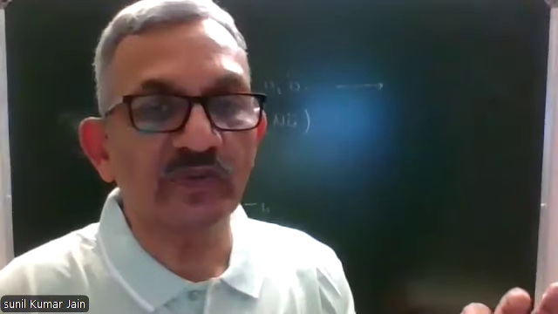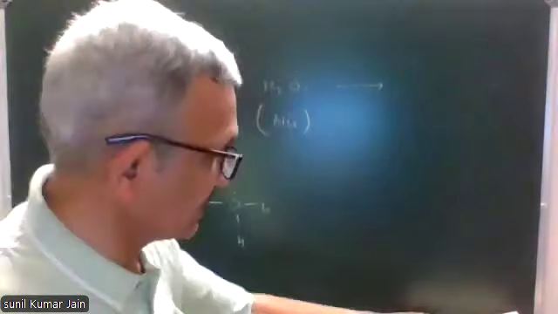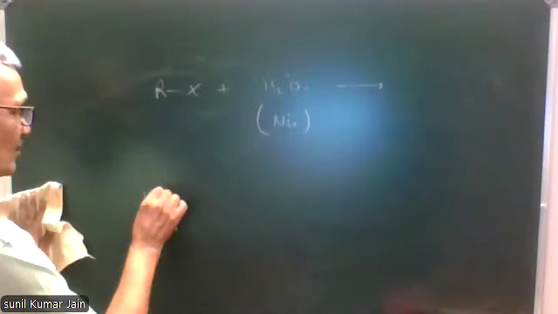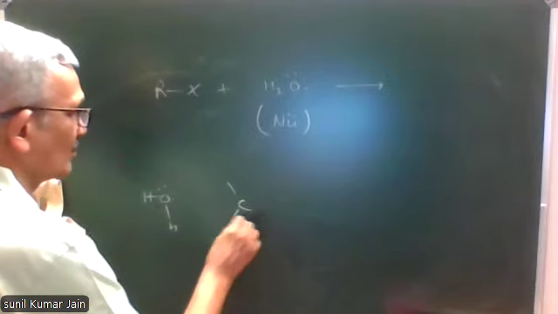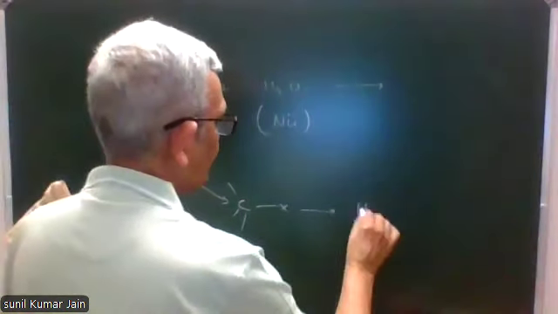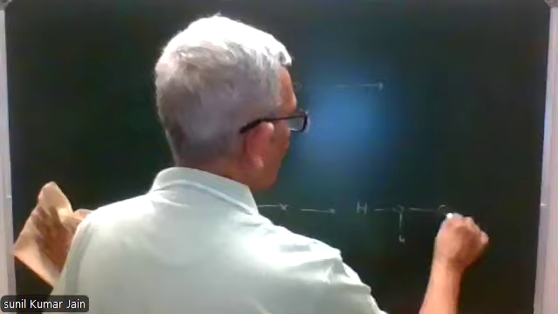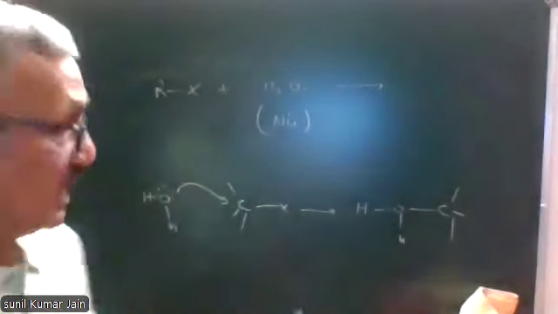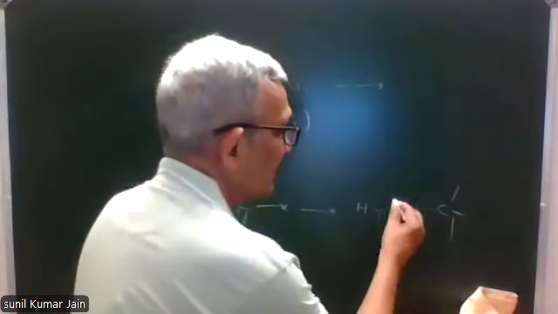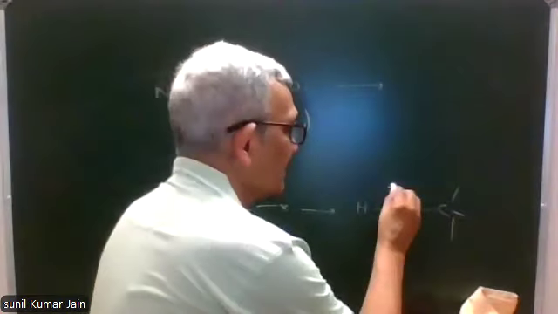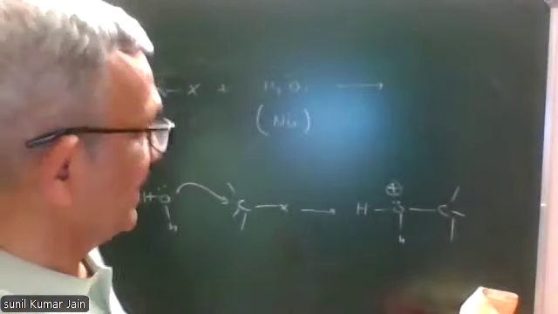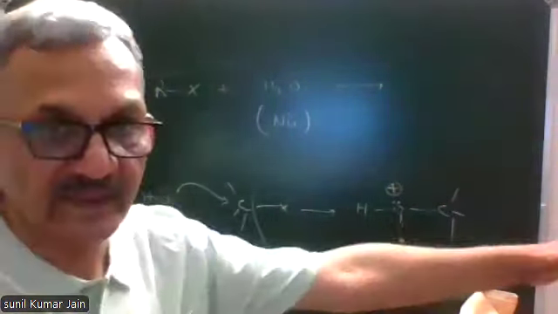When water as a neutral nucleophile attacks an alkyl halide, I'll explain the way I did earlier. Out of two lone pairs of electrons at oxygen, one is used to form a bond with carbon. One lone pair is left. This oxygen will carry a positive charge because it has given a lone pair of electrons. Halogen is knocked out as halide ion, X minus.